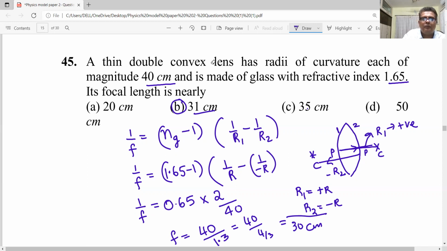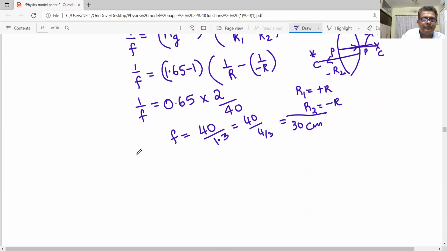I hope you are clear getting it right. This problem can be done a little faster, since you know 2 by R comes. The common mistake you make is doing 1 by R minus 1 by R, so the answer comes 0, and totally you will be losing the problem itself.